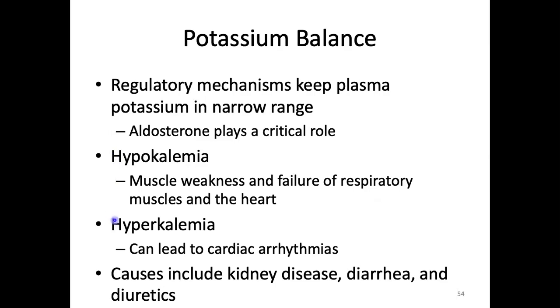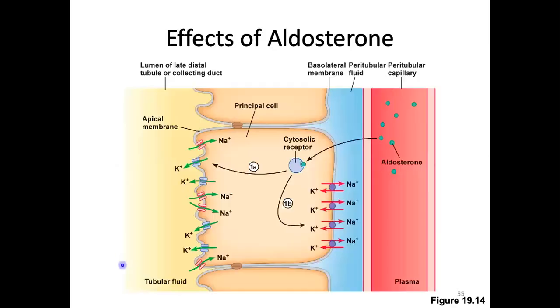Hyperkalemia is excessive potassium, and that means that your excitable cells are going to depolarize faster because they're closer to threshold. Causes include kidney disease, diarrhea, and diuretics. You want to pay attention when somebody's on diuretics, what their potassium level is in the blood. Okay, let's look at the picture of what happened.